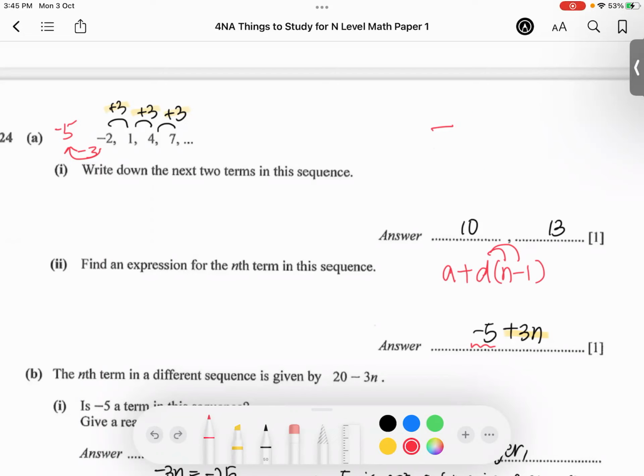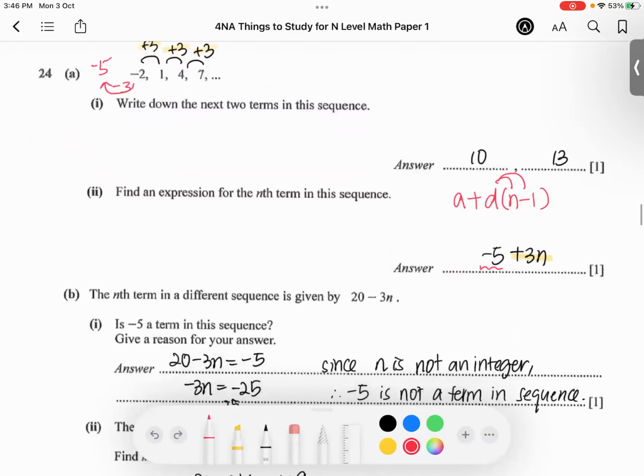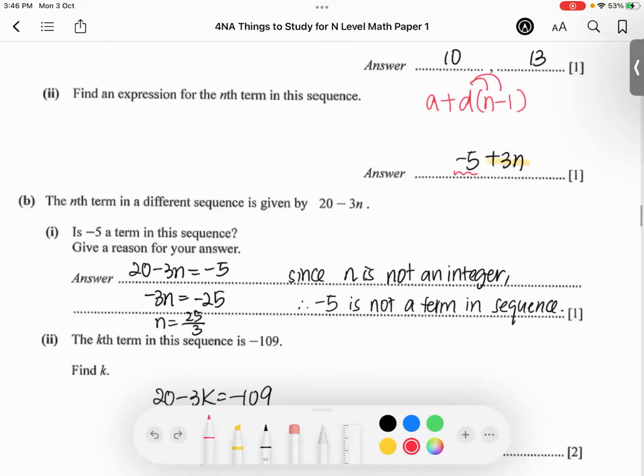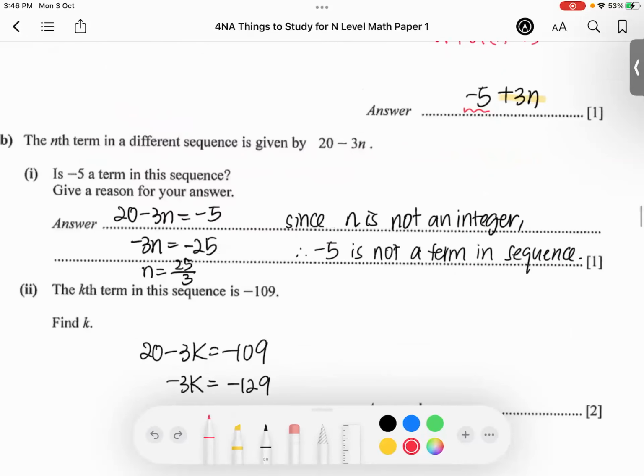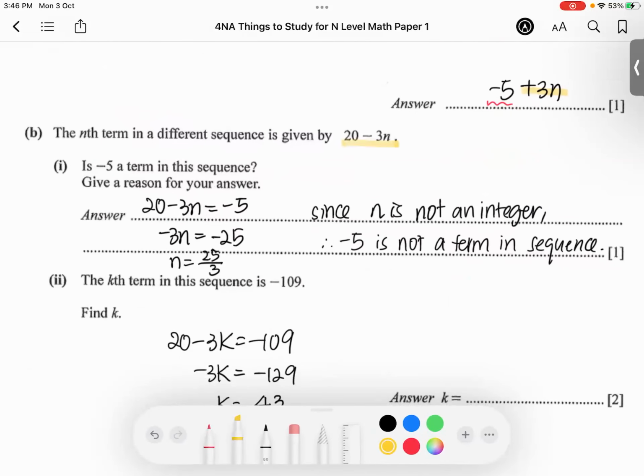Next part. Here, how do you check whether it's a term in the sequence or not? You take the formula given and the term number, equate them, solve for n. But this one does not give me any mark. You have to give a reason. They want to hear your explanation. If n is an integer, it is a term in the sequence. If n is not an integer, it will not be a term in the sequence.